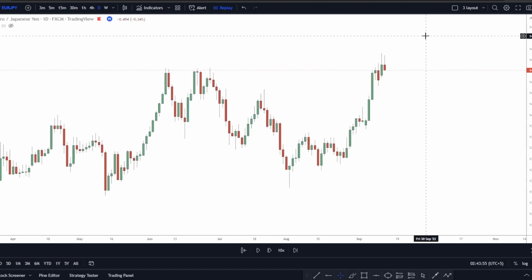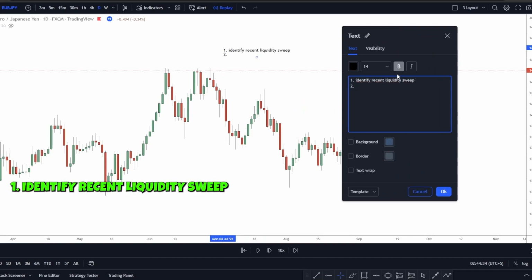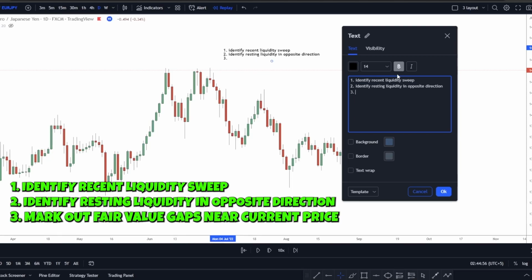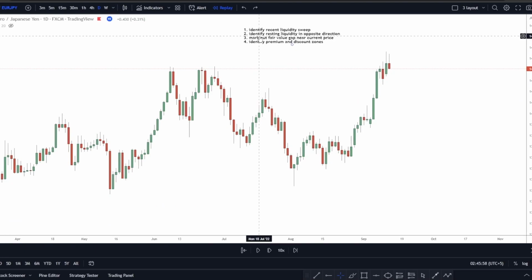And I'm gonna explain all the rules in very simple words so you will be able to understand it perfectly. So the first rule is that we need to identify recent liquidity sweep. Second rule is identify resting liquidity in opposite direction. Third rule is mark out fair value gaps near current price. And then the last rule, identify premium and discount zones with the help of equilibrium, that I will show you how to do as well. Now let's talk about first how to identify the recent liquidity sweep.